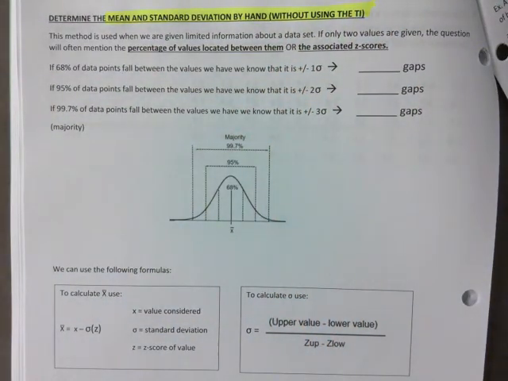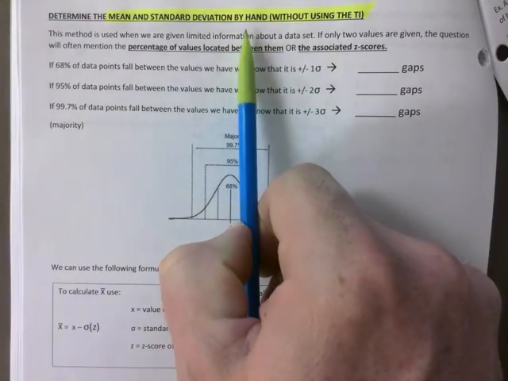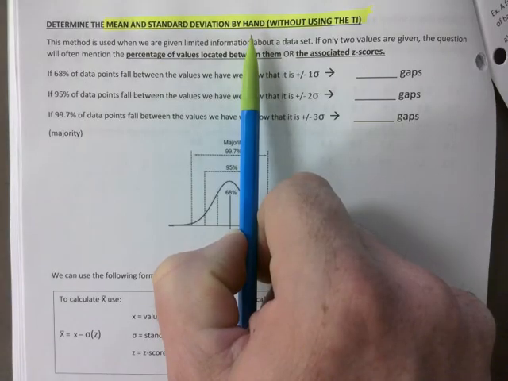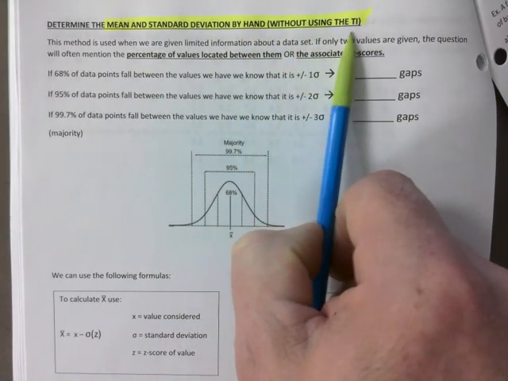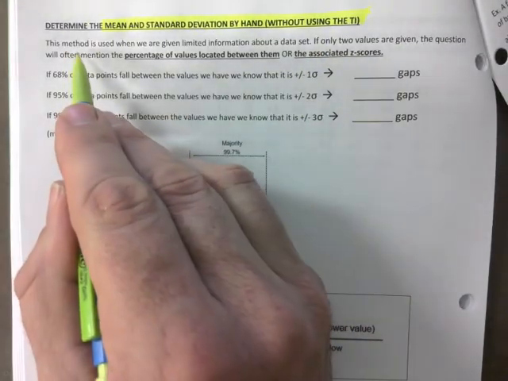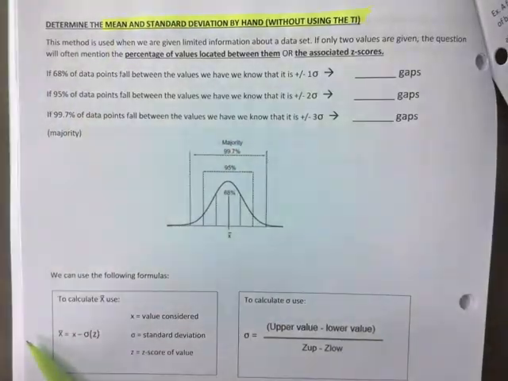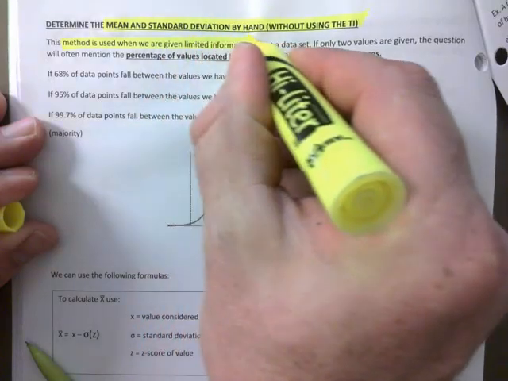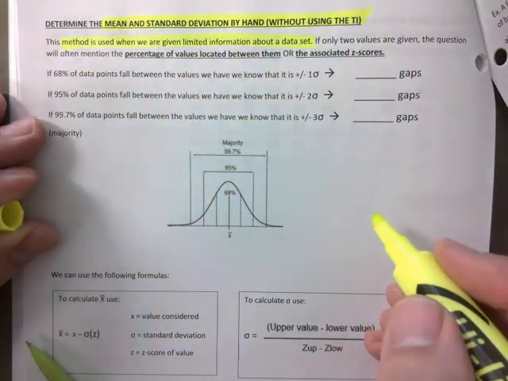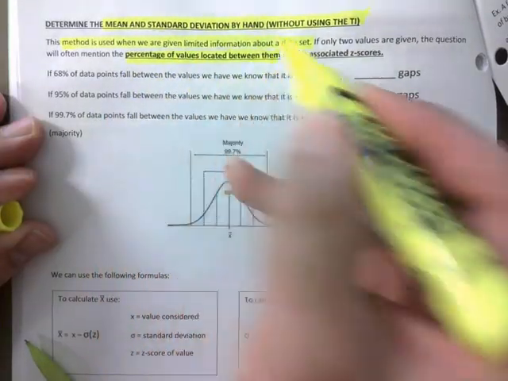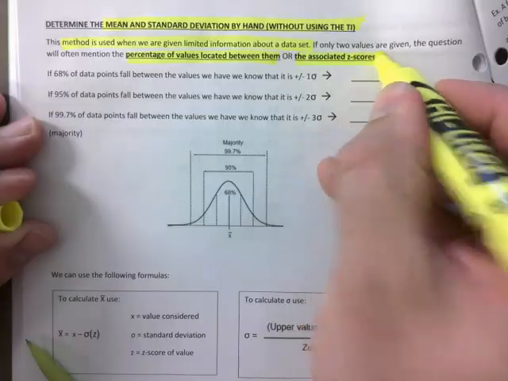And you might say, like, by hand, Mr. Dixon, we've done that. I know how to do it. This is a different situation. So you're not even using your calculator really for this at all. This method is used when limited information is given about the set. You will be given percentages of values between them or the associated z-scores.